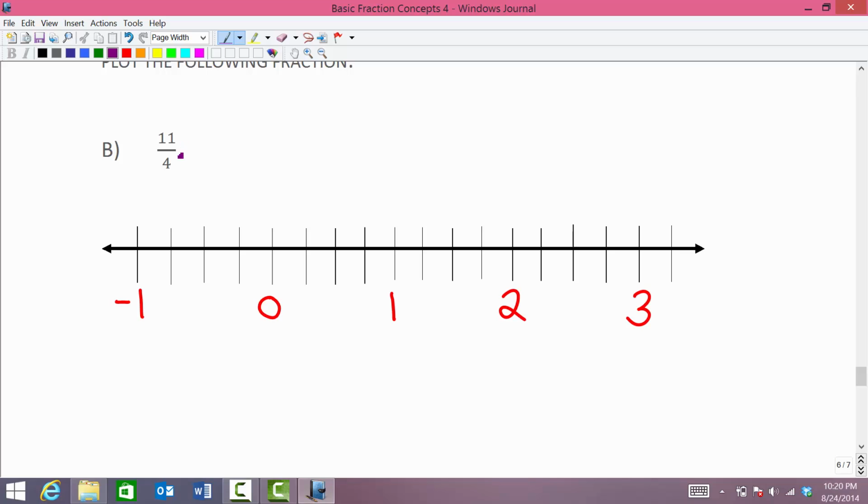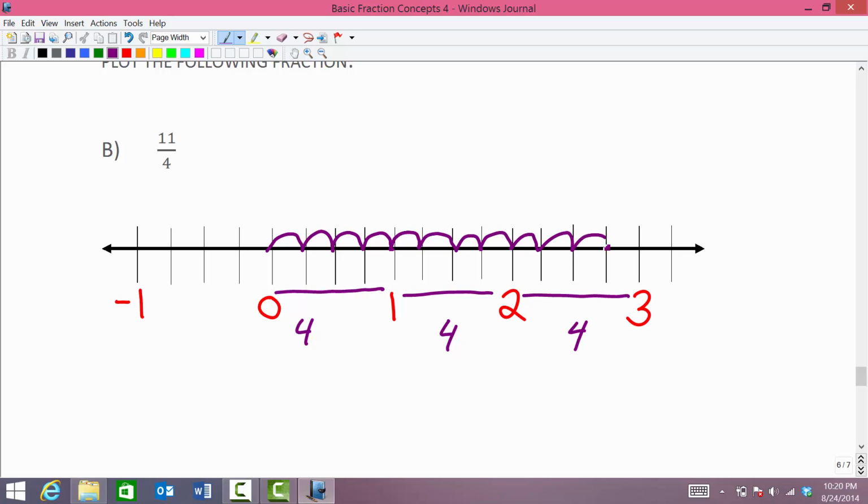So you're asked to go 11 equal pieces of 4. So we broke in between 0 and 1, in between each of my whole numbers, we have 4 equal pieces. We want to go 11 of those 4 equal pieces. So 1, 2, 3, 4, 5, 6, 7, 8, 9, 10, 11. That puts us right here. So 11 over 4, we'll be breaking up 4 spaces in between each of the whole numbers, and then we want to go 11 of those.